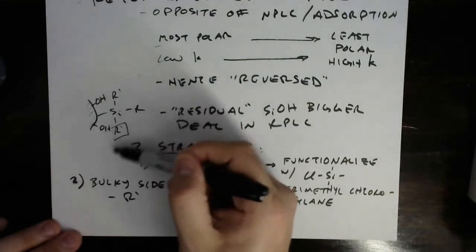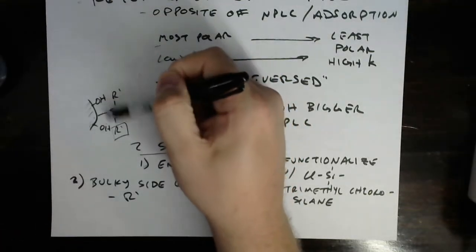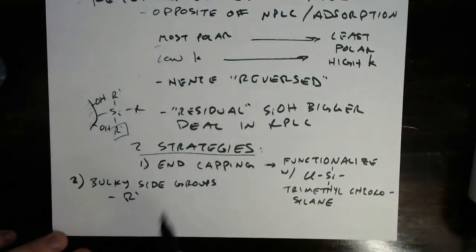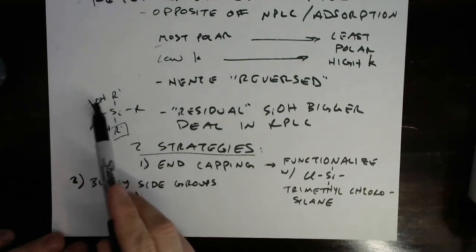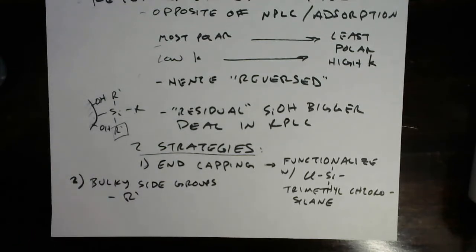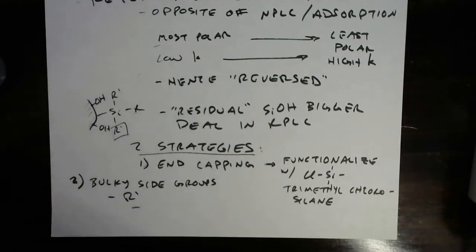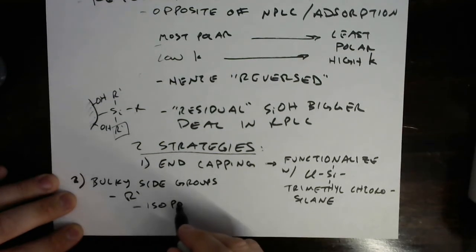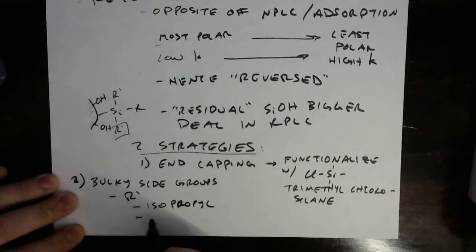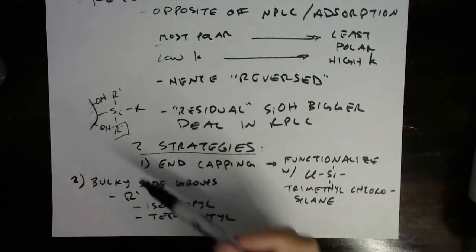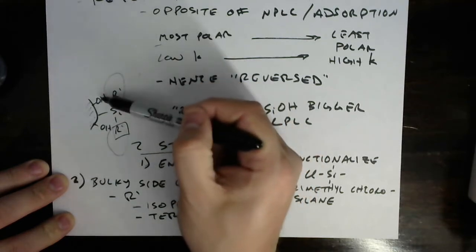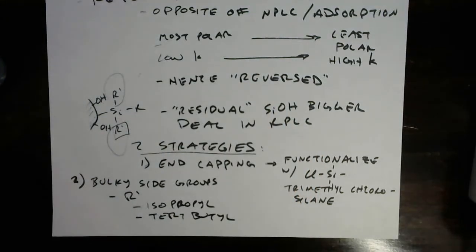Right, if we add big bulky side groups here, we can leave these underivatized OHs as they are, but the big bulky side groups will prevent the analytes from getting down in there and suffering some of this non-specific adsorption with the residual silanols. So a couple of big bulky side groups that are common for this kind of work would be something like isopropyl or tert-butyl side chains, and those are going to take up so much room over here on the side. They are going to really sterically prevent analytes from interacting with the surface of those particles. Okay.